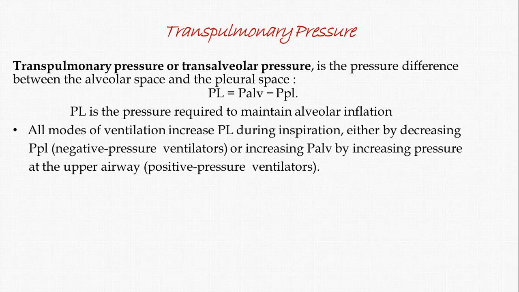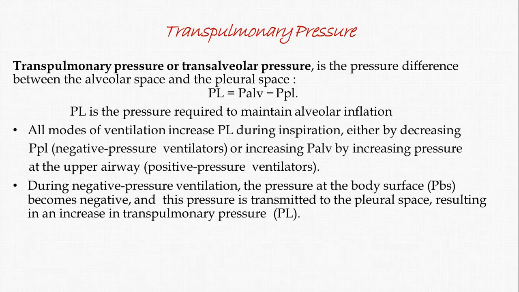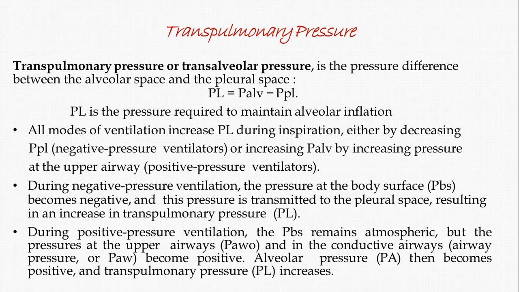Our human breathing is negative pressure ventilation, whereas ventilators provide positive pressure breathing. During negative pressure ventilation, the pressure at the body surface becomes negative, and this pressure is transmitted to the pleural space, resulting in an increase in the transpulmonary pressure. Whereas during positive pressure ventilation, it becomes atmospheric.